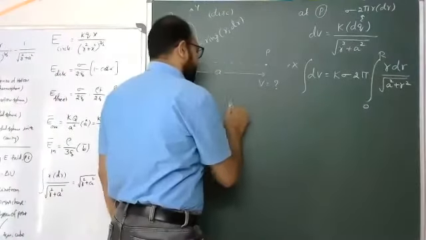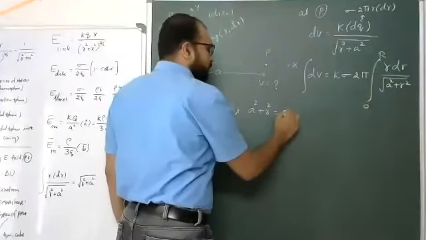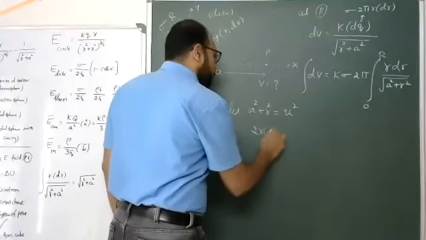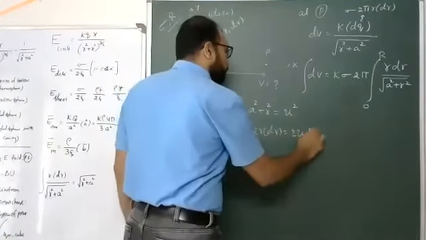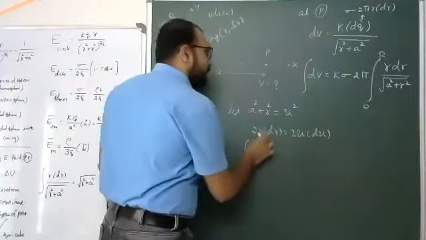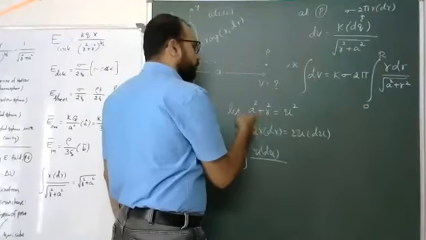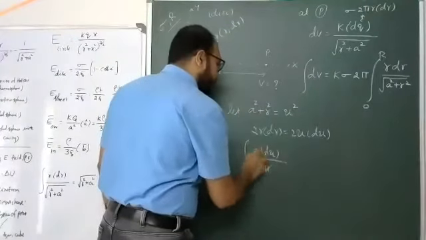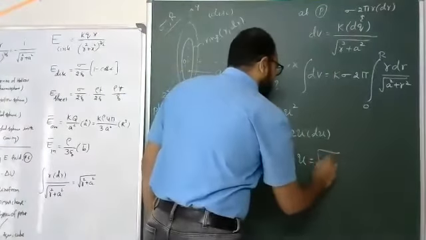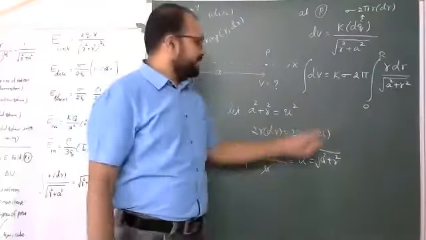Let a square plus r square equal u square. Then differentiate on both sides: 2r dr equals 2u du. So r dr is nothing but u du divided by root over a square plus r square, which is u, so u cancels. Therefore, the integral of du is u, but u equals root over a square plus r square. So students, this integration is completed.